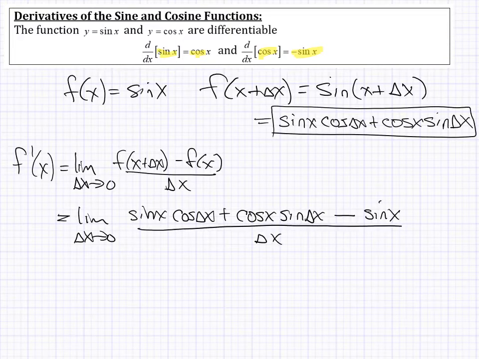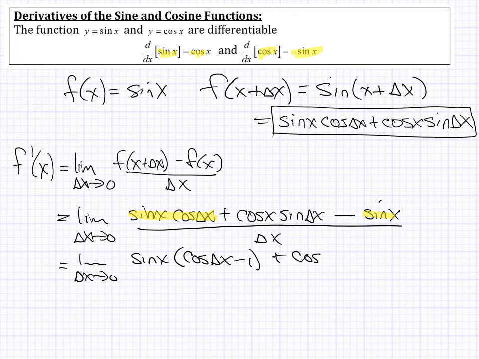Now here's what we're going to do. We're going to take this here and this here, put them together. They both have a sine function, so I'm going to factor the sine out of that. And I'm going to write it as the limit as delta x goes to 0 of sine x times cosine delta x minus 1 plus cosine x sine delta x, all over delta x.